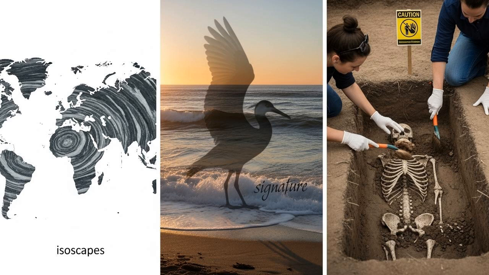Now, as powerful as this technique is, it's not magic. One of the biggest challenges is the need for good baseline maps, or isoscapes. If you don't know the isotopic signature of a particular region, you can't match a person to it. Also, the diet can sometimes complicate things. A person living on the coast who eats a lot of marine fish might have their local strontium signature masked by the strontium from the ocean, and there are significant ethical concerns.